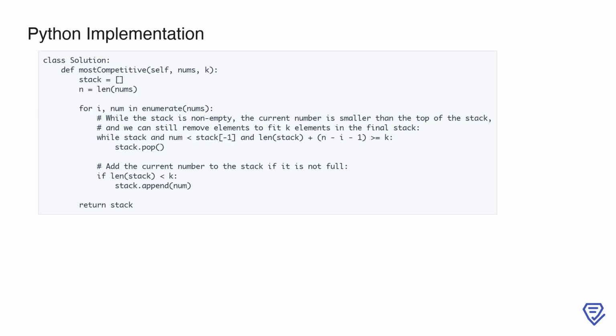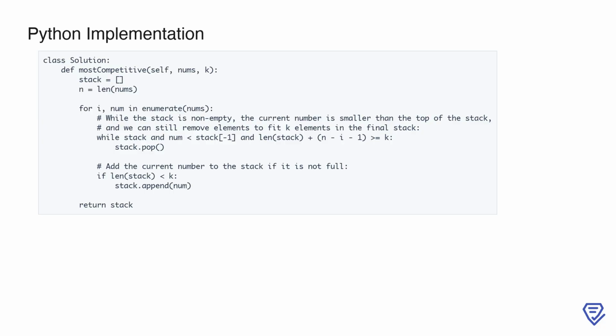3. Output. After processing all elements, the stack will contain the most competitive subsequence of size k. Edge cases handled. If nums has exactly k elements, the function directly returns nums as no elements can be removed. The algorithm ensures that the stack does not exceed size k and handles cases where nums contains duplicate or strictly increasing/decreasing values.